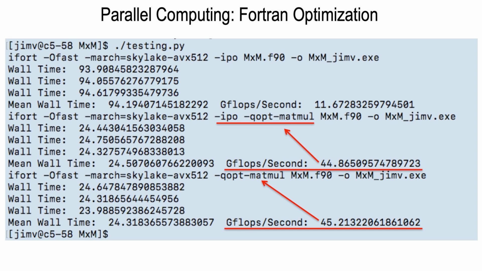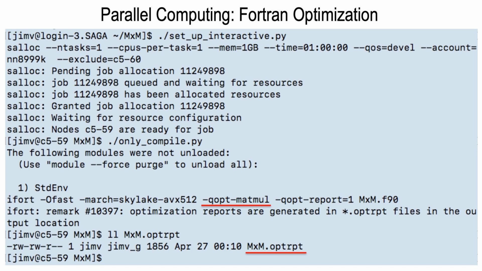Let's further explore the performance implications of the IPO option. By running the Python testing script with different IPO settings, we can gain a better understanding of its impact. Notably, we observe that while the matmul option consistently delivers high performance, it doesn't depend on IPO to maintain its efficiency. Achieving approximately 45 gigaflops per second, this performance level likely represents close to the maximum achievable performance on a single CPU core. It might be interesting to examine the optimization report with the matmul option.